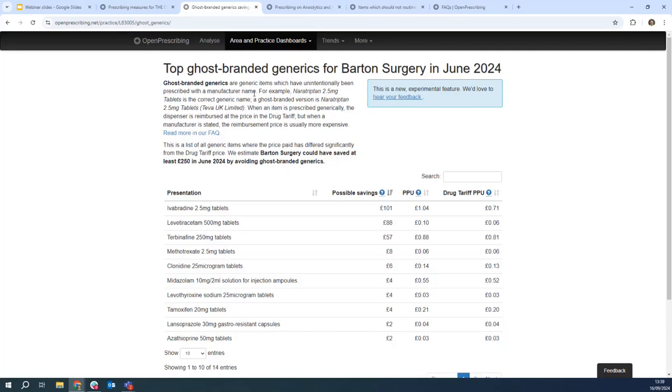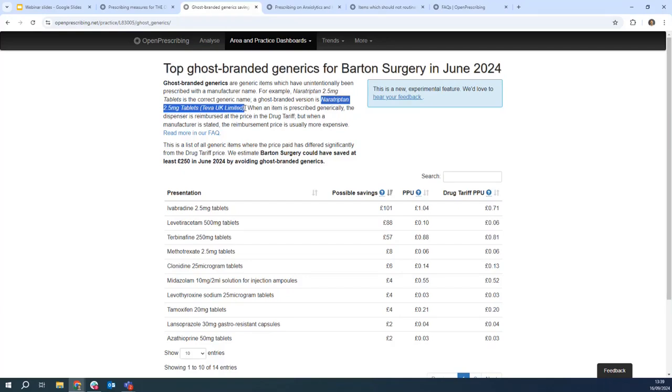So ghost branded generics, basically when you prescribe say a generic drug, you might prescribe naratriptan as the example here. So generally you prescribe naratriptan 2.5 milligram tablets as a generic prescription. But there is always an option in your electronic healthcare records to prescribe it at a more specific level. So naratriptan 2.5 milligram tablets is a generic prescription, but also specify a particular manufacturer. So Teva UK Limited here is the manufacturer that's been specified.